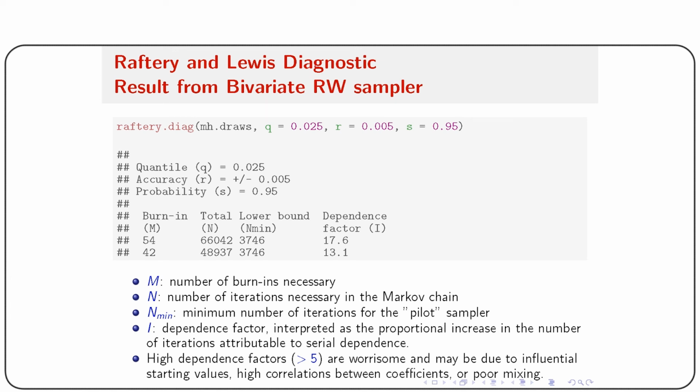The interpretations are below. M is the number of burn-ins necessary, N is the number of iterations necessary in the Markov chain, N minimum is the minimum number of iterations for the pilot sampler, and I, the dependence factor, is interpreted as the proportional increase in the number of iterations attributed to the serial dependence. A high dependence factor, greater than 5, is worrisome and may be due to influential starting values, high correlation between coefficients, or poor mixing.